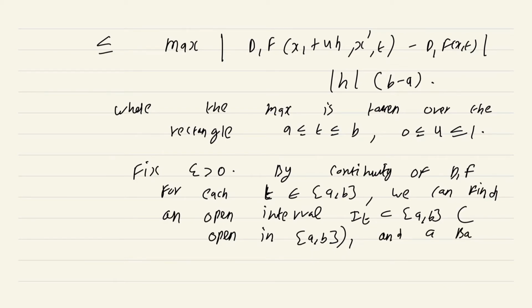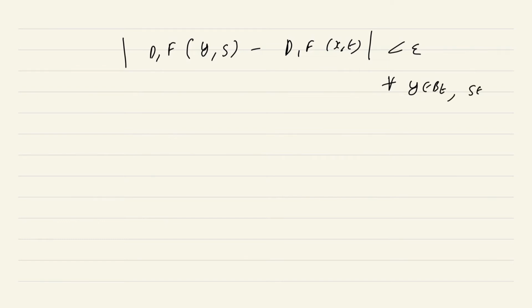And a ball BT subset of U containing X such that the modulus of d1 of f of (y, s) minus d1 of f of (x, t) is less than epsilon for all y in BT and s in IT. So I have just applied the definition of continuity at the point (x, t). I am varying t. For each t I will get an open interval IT subset of AB and a ball BT that contains x such that this will be true. This is just restating the definition of continuity for the function d1 of f.